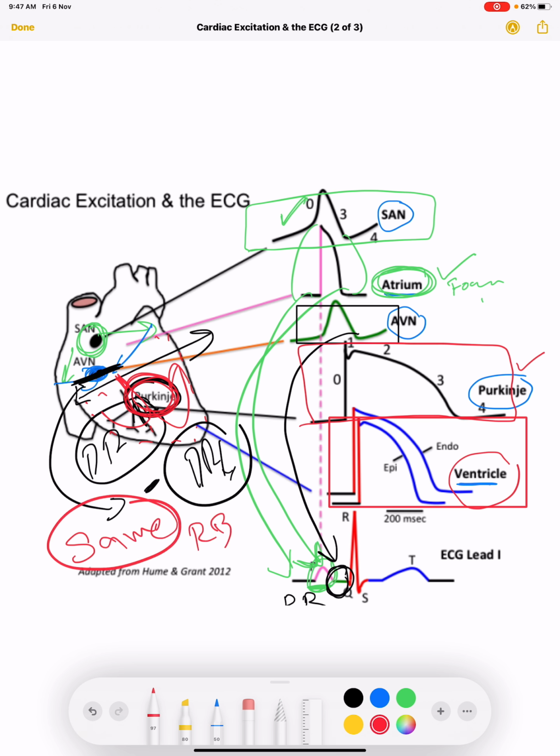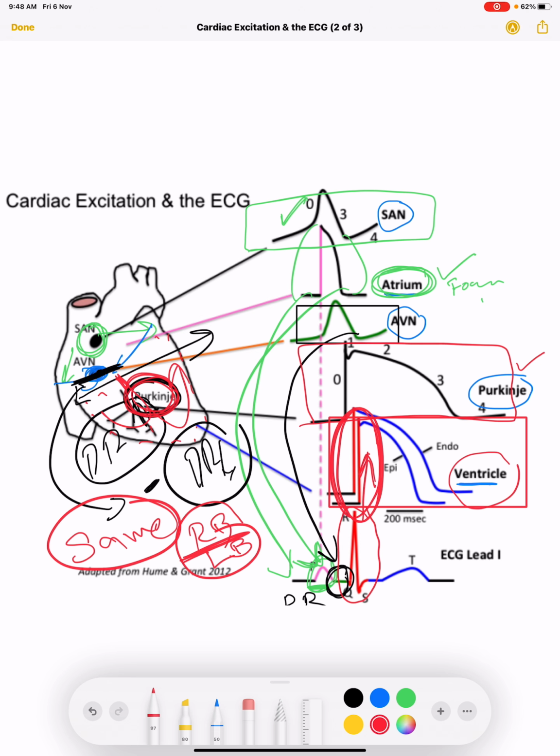So the right bundle and left bundle both make the ventricles, both right and left ventricle, depolarize at the same time. If there is any delay in either bundle, then there will be a problem. There will be a problem in this QRS, because this QRS complex represents ventricular depolarization.